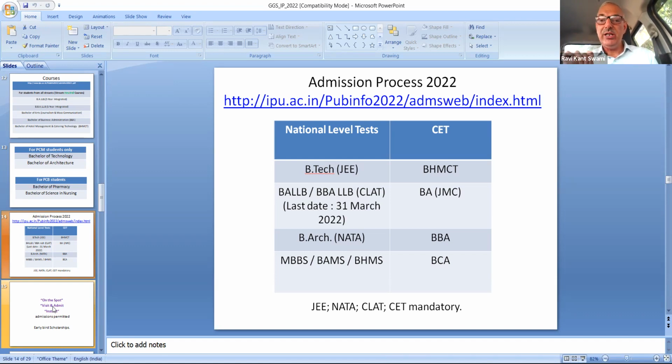So what is the point? The point is that for the courses written on right hand side, hotel management, journalism, BBA, BCA, IPU conducts its own entrance exam. While for the courses written on the left hand side, IPU does not conduct its own entrance exam. Why? Because national level exam is available. So the scores of those exams are straight away considered for admission to IPU, right?